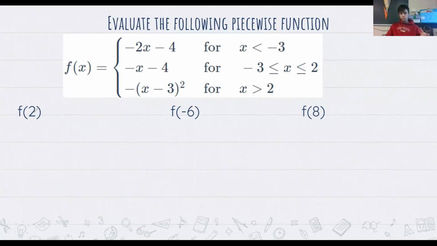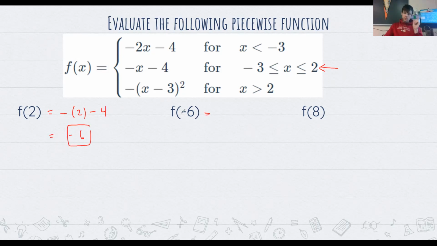F of 2. So is 2 less than negative 3? No, doesn't fit that piece. Is 2 between negative 3 and 2, including 2? Yes. Okay. Fits in this piece right here. It's actually strictly right on that endpoint line there, but it does fit into this piece. So we'll be using this function, negative x minus 4. So that's negative 2 minus 4. We get an output of negative 6.